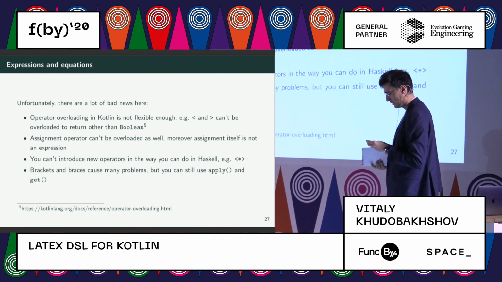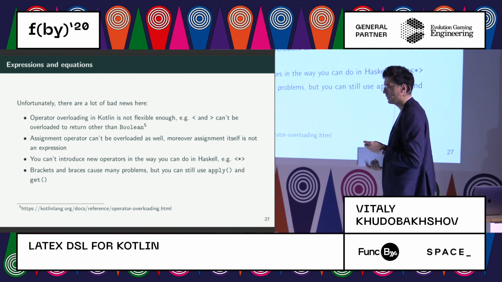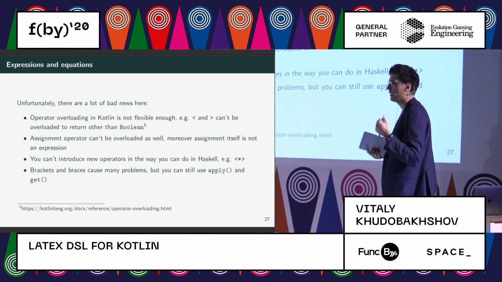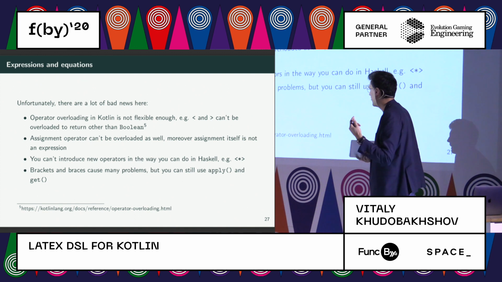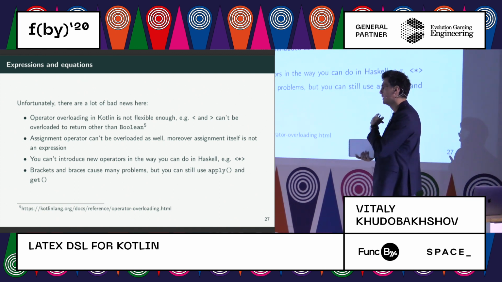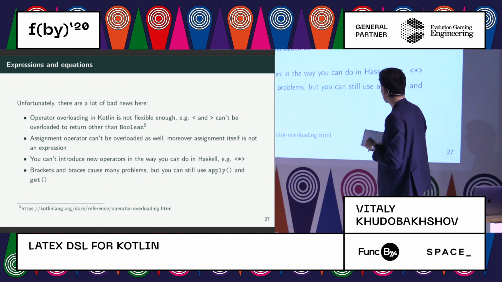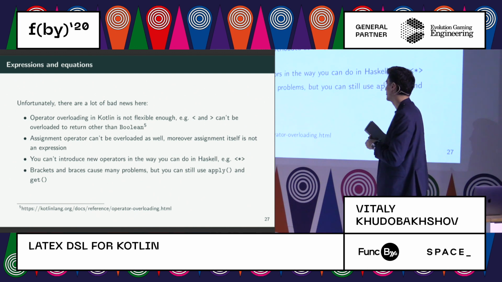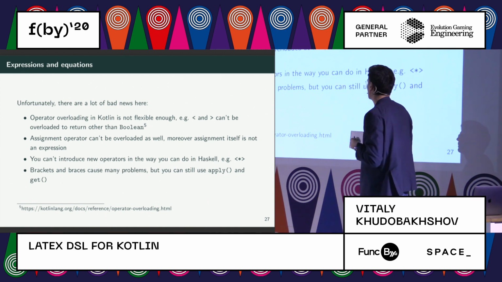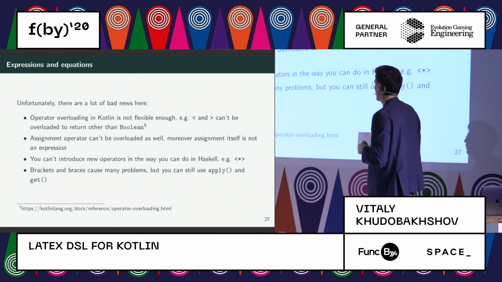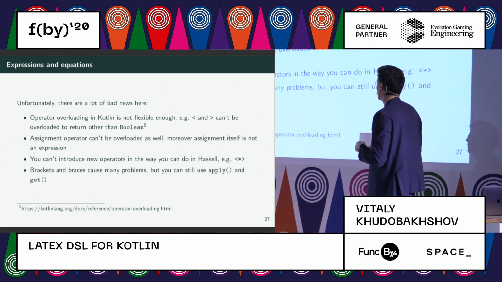Moreover, brackets and braces really cause a lot of problems, and the main problem is the first one. If you don't need to have the first bracket or brace, it's manageable because you can use apply and get. Apply and get are very special operator-like functions, which allow access in an array style or constructor style. I mean, you just use square brackets and braces in your code with special meaning.